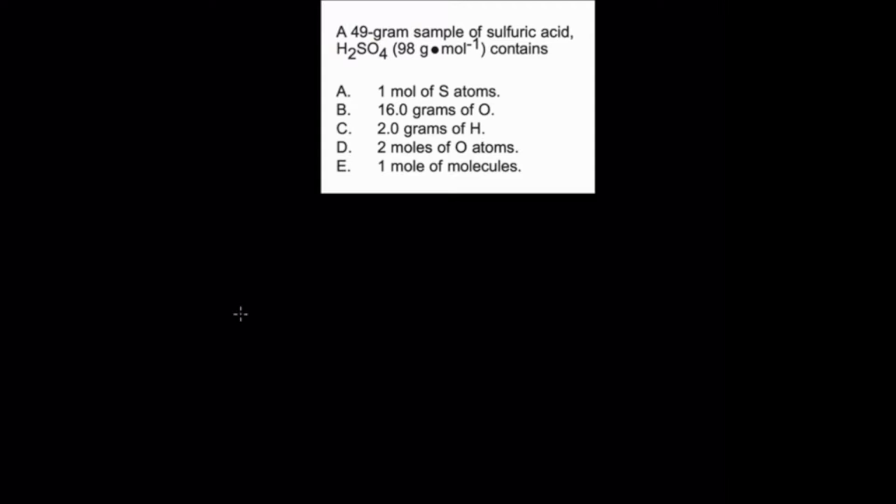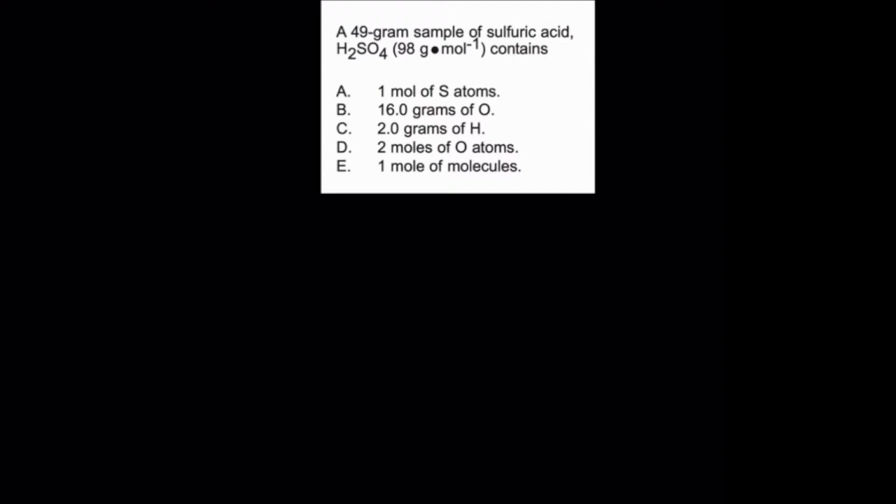So this type of question that we're going to be going over today comes from the American Dental Association Free Practice DAT. And this type of question, I would call a stoichiometric question. So we're going to be using stoichiometry to determine the correct answer. So we have a 49-gram sample of sulfuric acid, and we have to determine which answer is correct here. So one of the first things that we should do is determine how many moles we have of this substance out of this 49-gram sample.